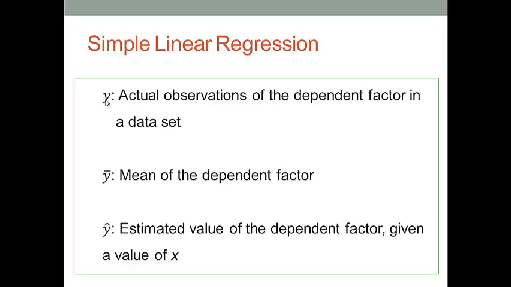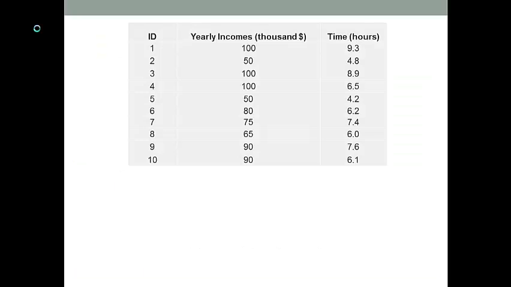What about y hat? Y hat is the estimated value of the dependent factor if we plug in a value of x into the equation. Now let's see an example. This is the sample data set we use to estimate the value of b sub 0 and b sub 1. What are the values for y?